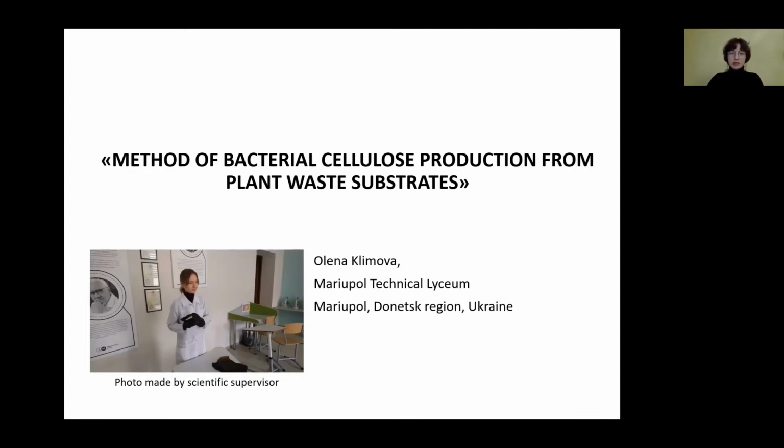I want to present you my scientific project: method of bacterial cellulose production from plant waste substrates. Nowadays, one of the most concerning environmental issues is polyethylene pollution, caused mainly by a long period of polyethylene decomposition. The main alternative to polyethylene is paper, but the increased use of wood as the main raw material for pulp production leads to intensive deforestation.